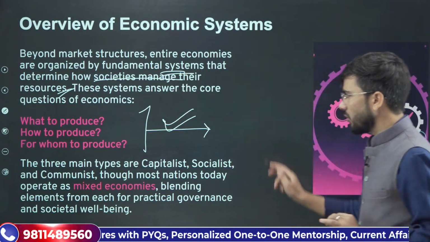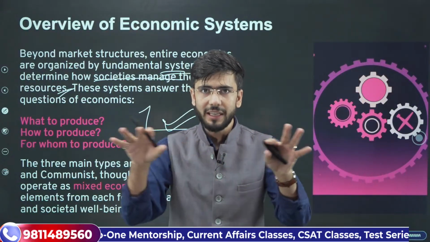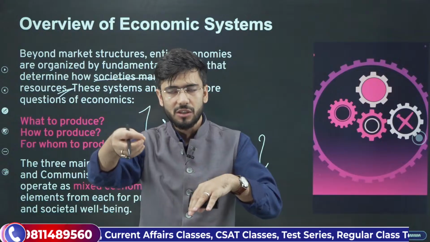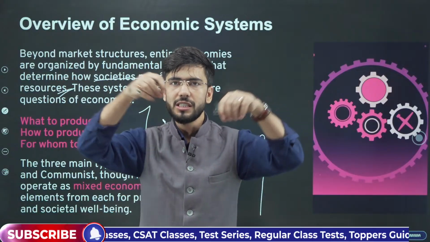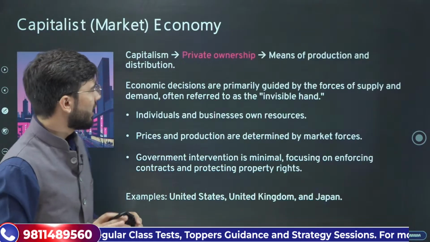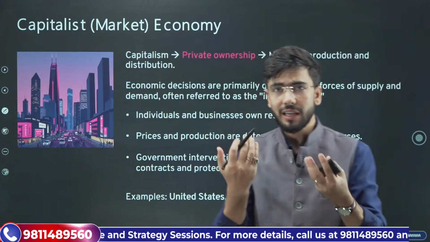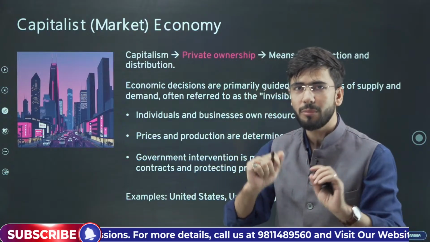Understood? Now, the three main types of this economy, which we discussed already, are capitalist, socialist and communist, about which I gave you a brief background. Now let's understand the capitalist form of the economy. What is capitalism, or what is the capitalist form of the economy?